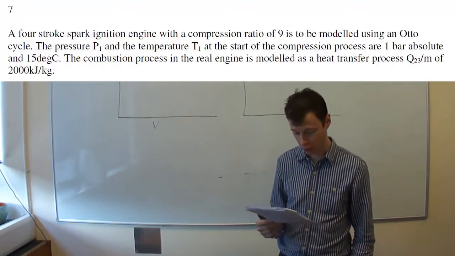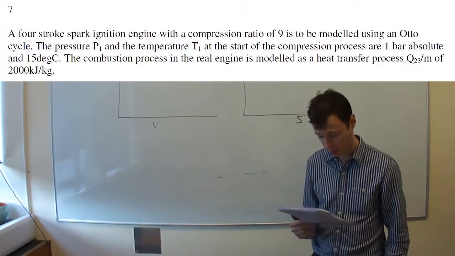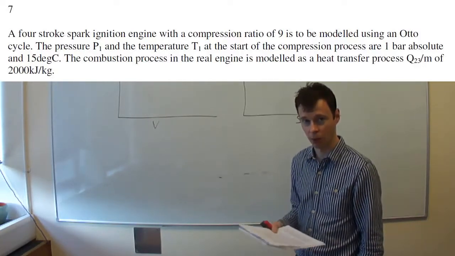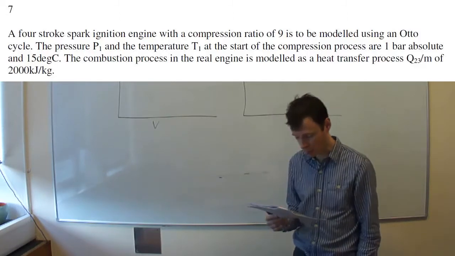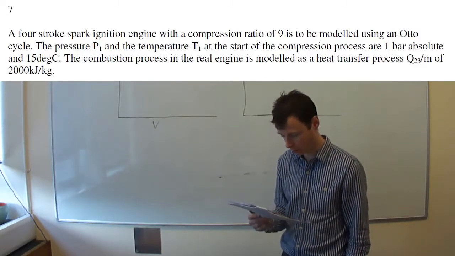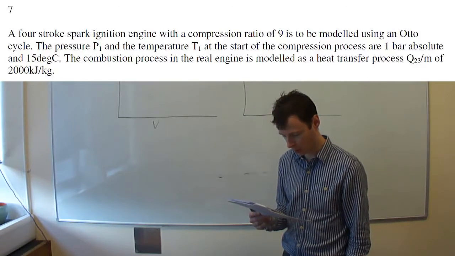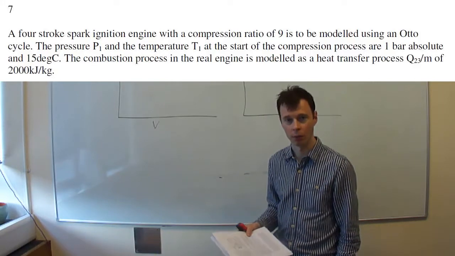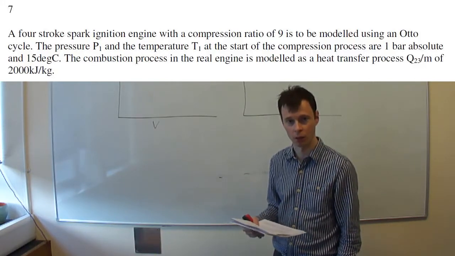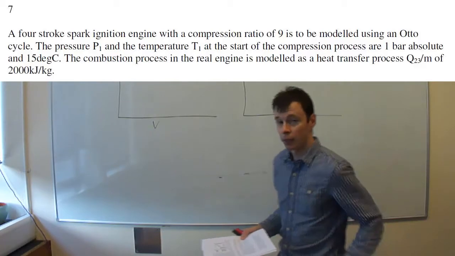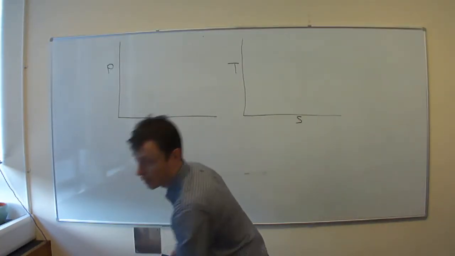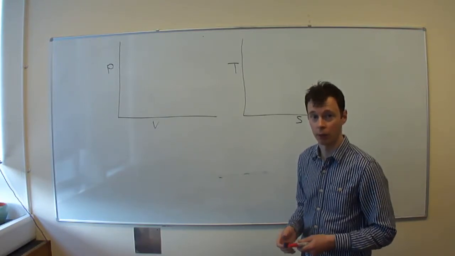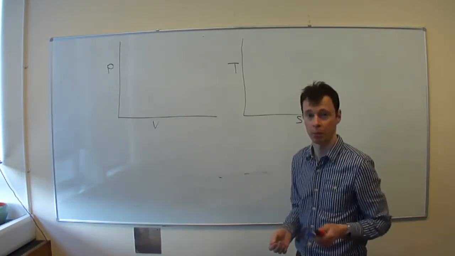Reading the question out: we have a 4-stroke spark ignition engine with a compression ratio of 9, and it's an Otto cycle, so a standard car petrol engine. We're given a couple of values, P1 and T1, and also the amount of heat that moves along process 2, 3. To start off, part A is to draw out the Otto cycle in pressure-volume and temperature-entropy space.